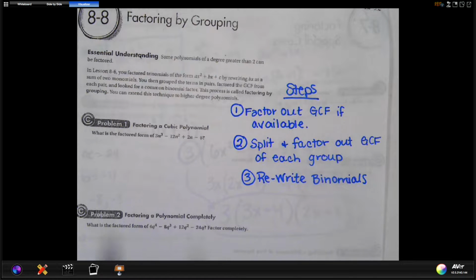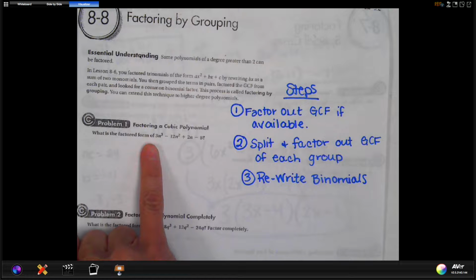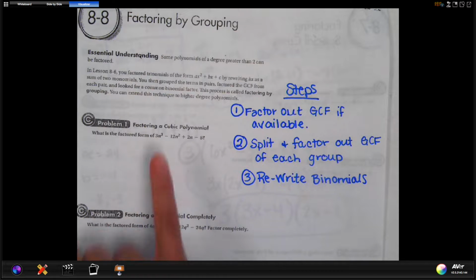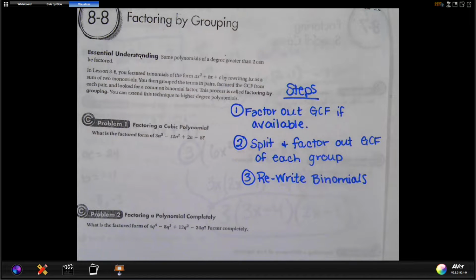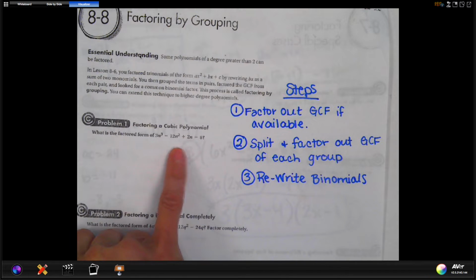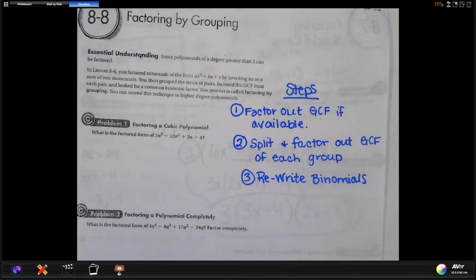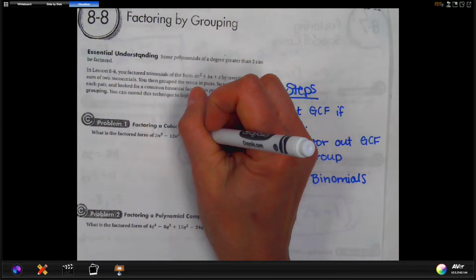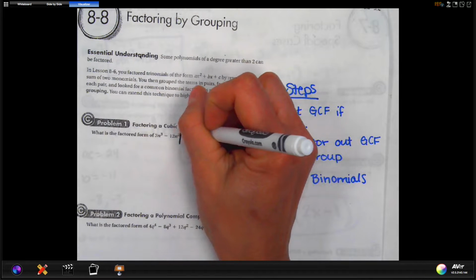So just follow the steps. So starting with this first one, what is the factored form of 3n to the 3rd power minus 12n squared plus 2n minus 8. So take a look at the terms. Is there a GCF out of all 4 terms other than 1? No. There is not. So in this case, you get to skip right into step 2. So what we're going to do is we're going to split this guy up, and we're going to factor a GCF out of each side, okay?